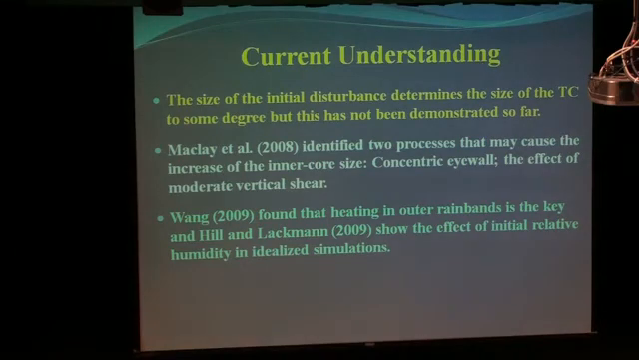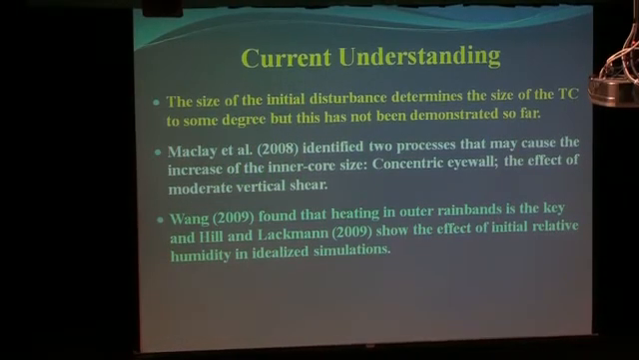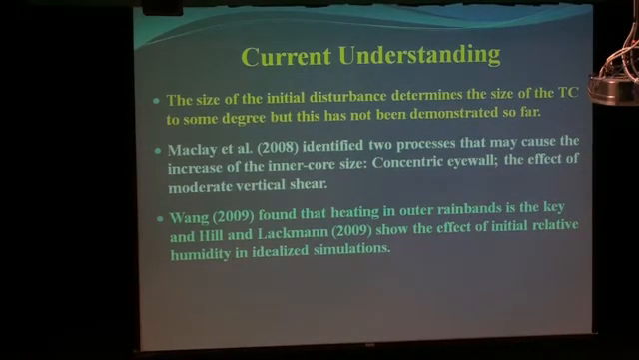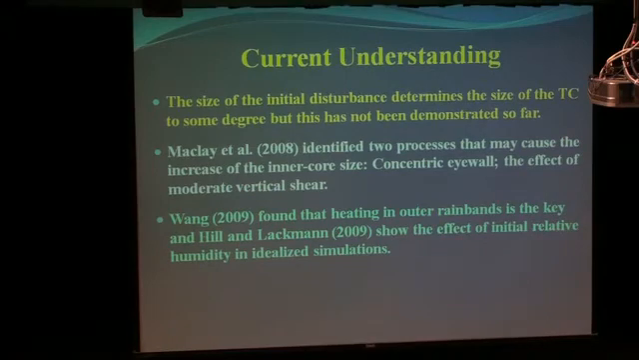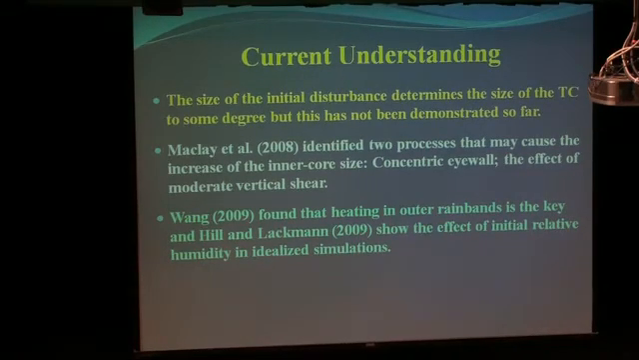So what's our current understanding about the inner core size? If you talk to many people like Greg Holland and Ross Ashbury here, they may tell you the size of the initial disturbance determines the size of the tropical cyclone to some degree or to a large degree. But this actually has not been demonstrated so far, from theoretical work or from statistical observational analysis.